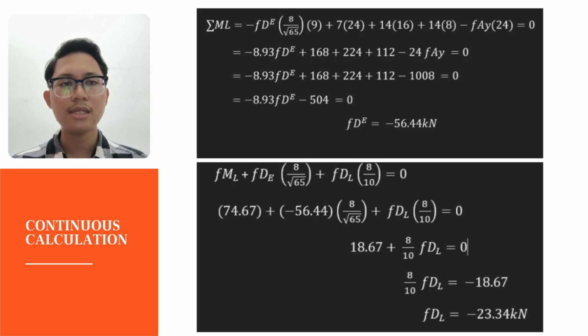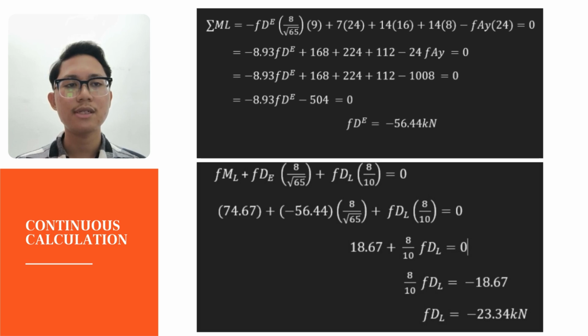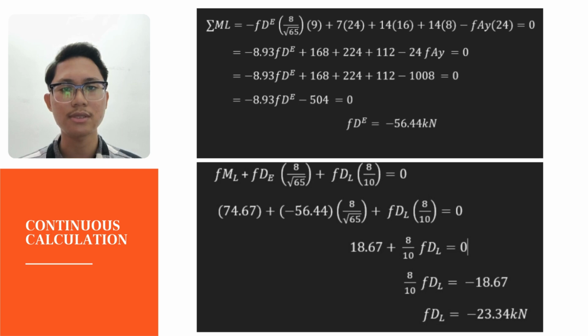Next, Fml plus FDE times 8 divided by square root of 65 plus FDL times 8 divided by 10 equal to 0, and we get FDL equal to negative 23.34 kilonewton.